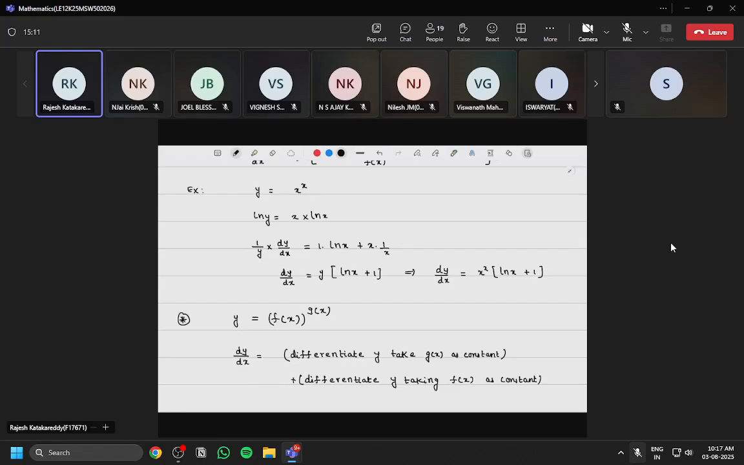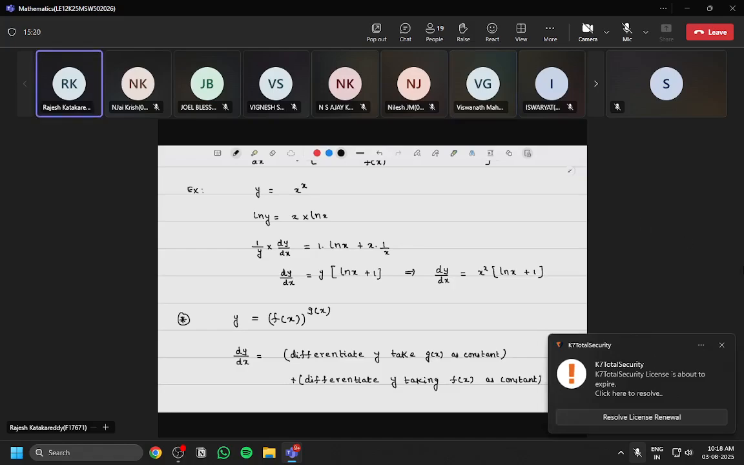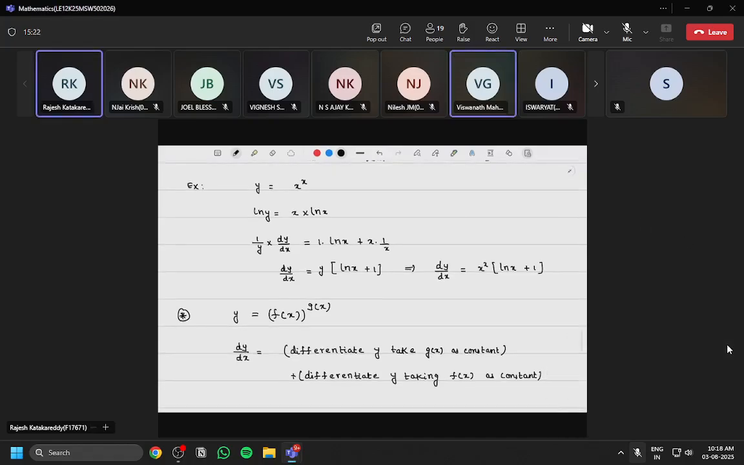Sir, how can we differentiate y is equal to x power x power x? Take log on both sides, yes.